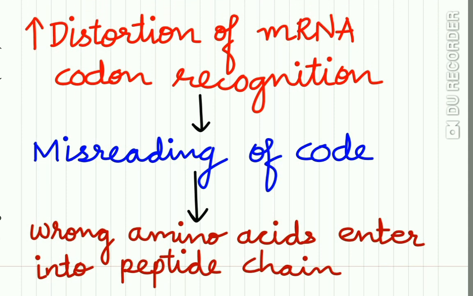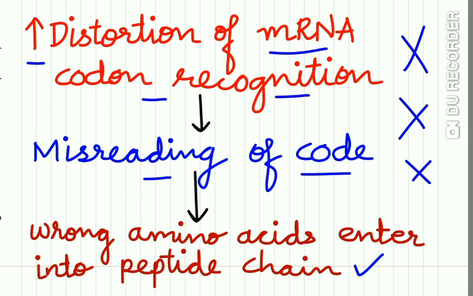Increased distortion of mRNA codon recognition occurs, which results in misreading of the code, and wrong amino acids enter into the peptide chain. So, the entire protein synthesis process is broken down by this aminoglycoside.